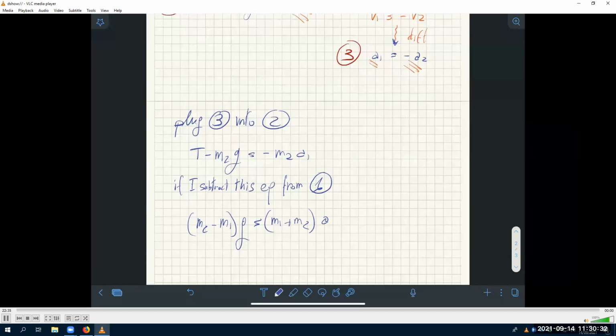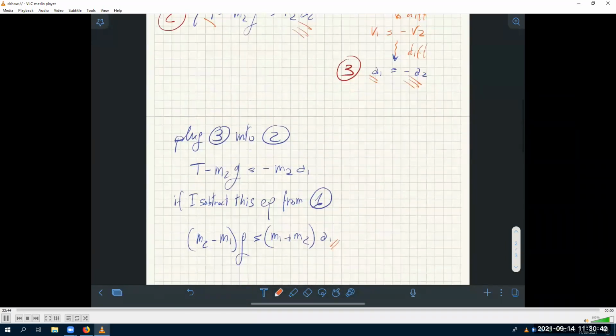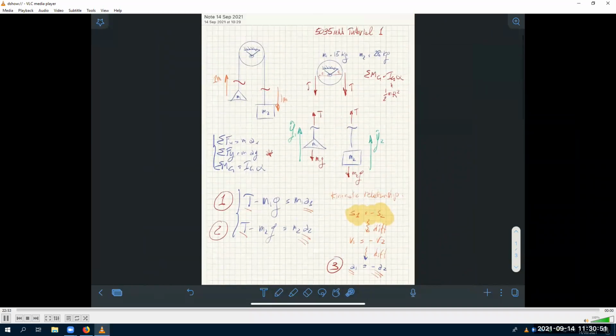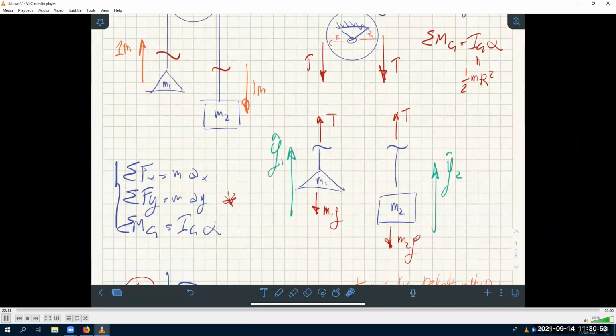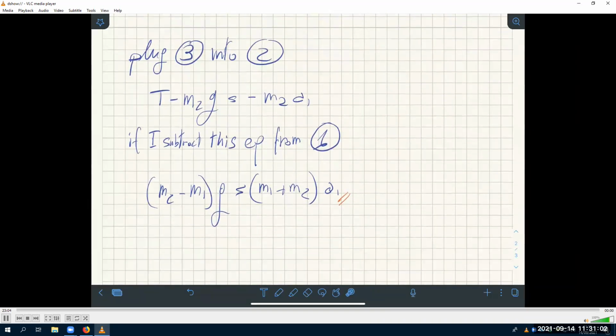And lo and behold, we can already find a1. So a1 was my second unknown. This unknown T was annihilated, and it must be annihilated. Why? Look at this. T is an internal force of the system. Internal forces are always equal and opposite to each other, so they always destroy each other. So you can always write an equation that doesn't contain any internal forces. So this is the equation of the entire system.